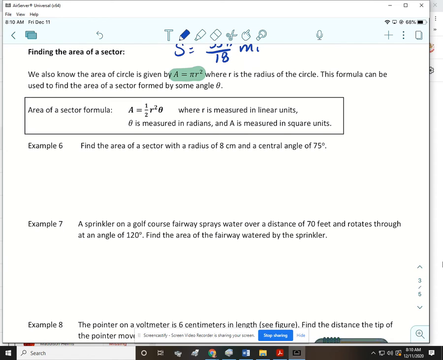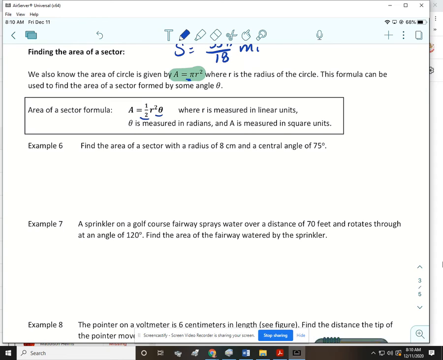So remember, 2 pi is the angle in radians for a full rotation, a full circle. So that's kind of like this, except that's half of the angle. So we would do the same thing for the circle. Half of the angle multiplied by the radius squared is going to give us the area of a sector.